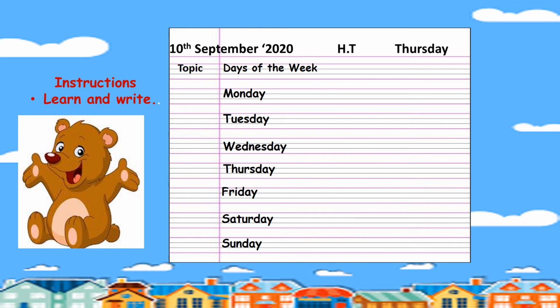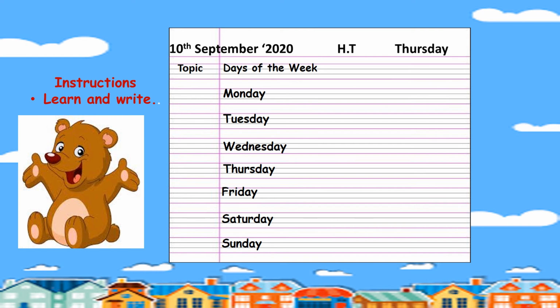Thursday, T-H-U-R-S-D-A-Y, Thursday. In the column, write topic, capital T-O-P-I-C, topic. Then write days of the week, D-A-Y-S, days, O-F, of, T-H-E, the, week, W-E-E-K, week.